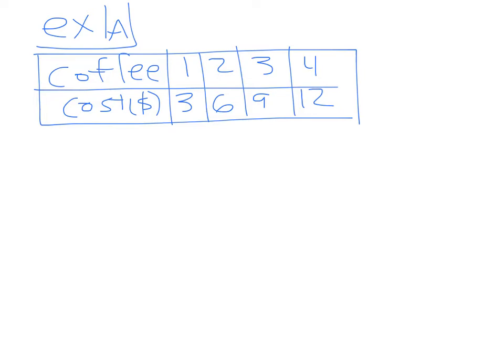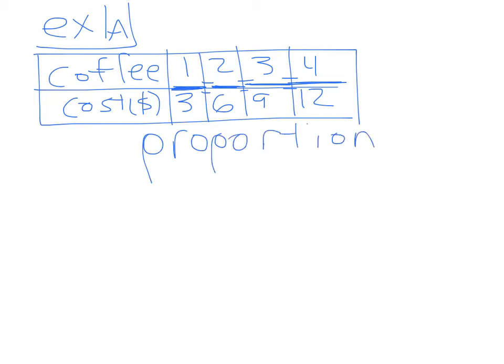Basically what you can do here is make fractions out of all these. Is 1/3 equal to 2/6? Yes, those are the same. Is that equal to 3/9? Yes. Is that equal to 4/12? Yes. So since they are all yes, then this is considered a proportional relationship.